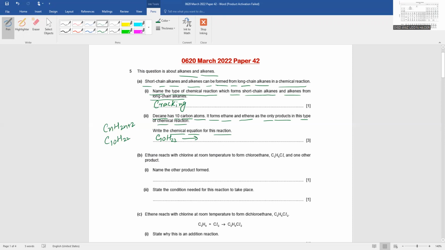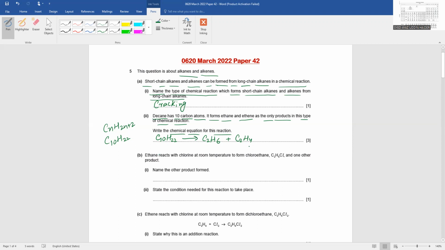And the products they have mentioned are ethane and ethene. Simply write the formula of ethane and ethene first. The formula of ethane is C2H6. Ethene is C2H4. Now we have to balance this equation. If you look at the formula of the reactant decane, C10, we have 10 carbon atoms, and on the product side we are having 4 carbon atoms. So it means we have to add 6 more carbon atoms.